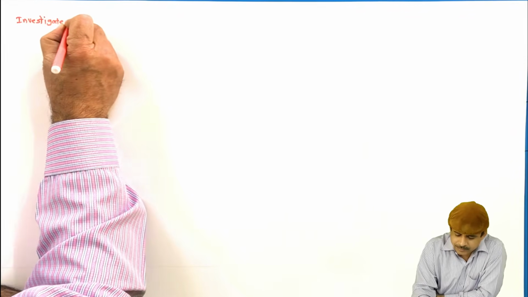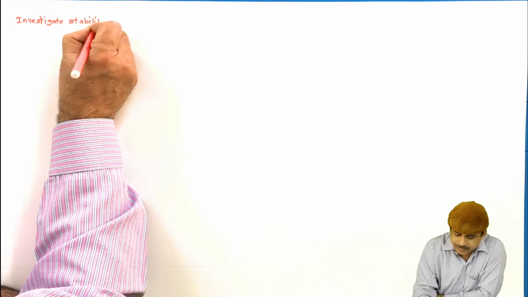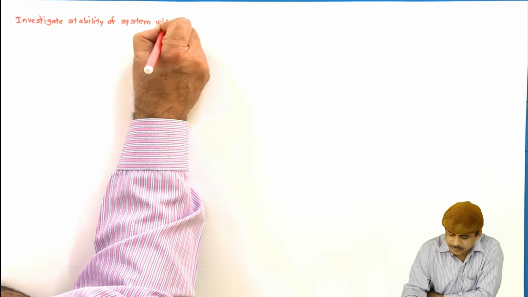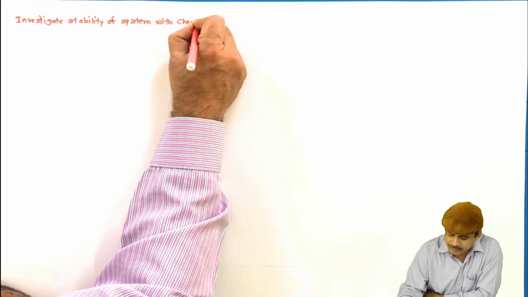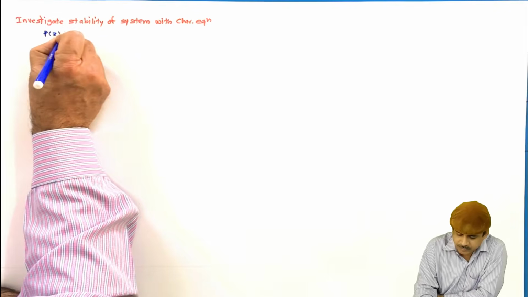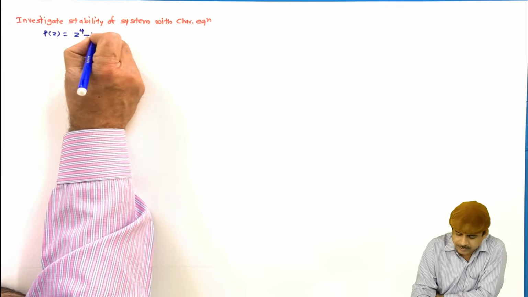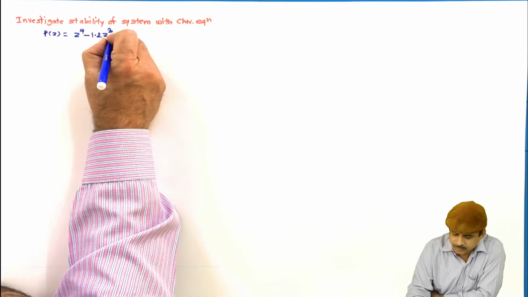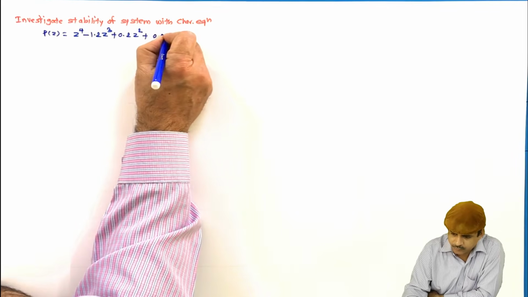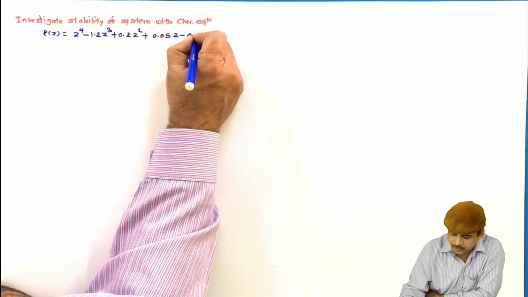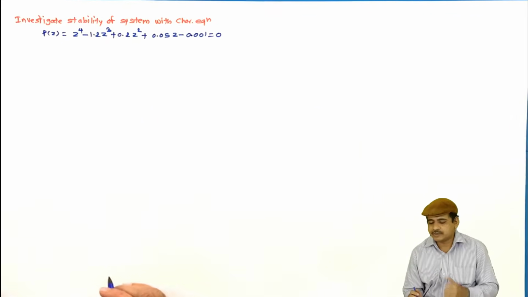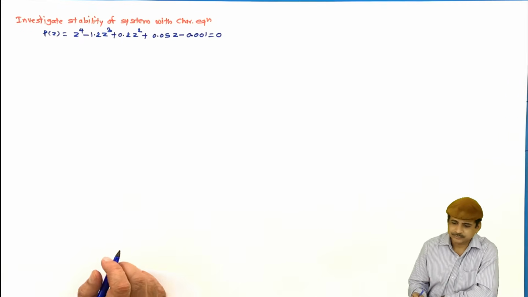Investigate stability of system with characteristic equation P of Z equal to Z raised to 4 minus 1.2 Z cube plus 0.2 Z square plus 0.05 Z minus 0.001 equal to 0. Now in this case there will be 5 rows in the Jury's table.